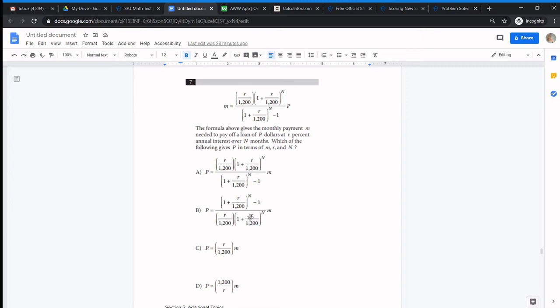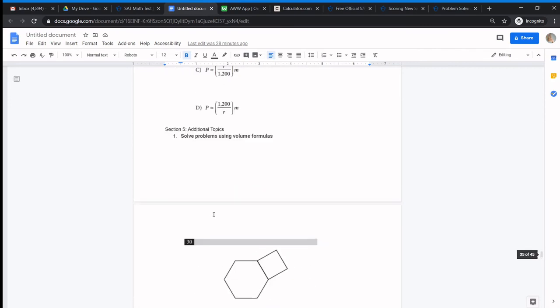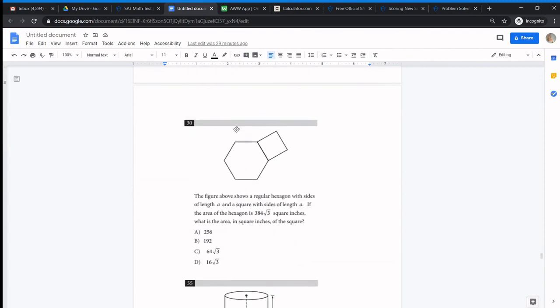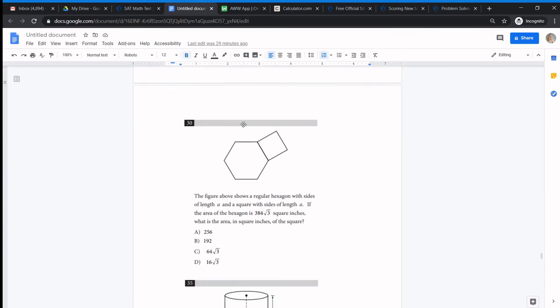The next will be the 10% that comes as extra questions. Still important to know, but not as important as the other stuff. Alright, so these are the additional topics. This covers geometry, some basic trigonometry, and that's pretty much it. Alright, so solve problems using volume formulas. This should be volume and area formulas. I don't know why they named it volume formulas, but that's the official standard that they gave.